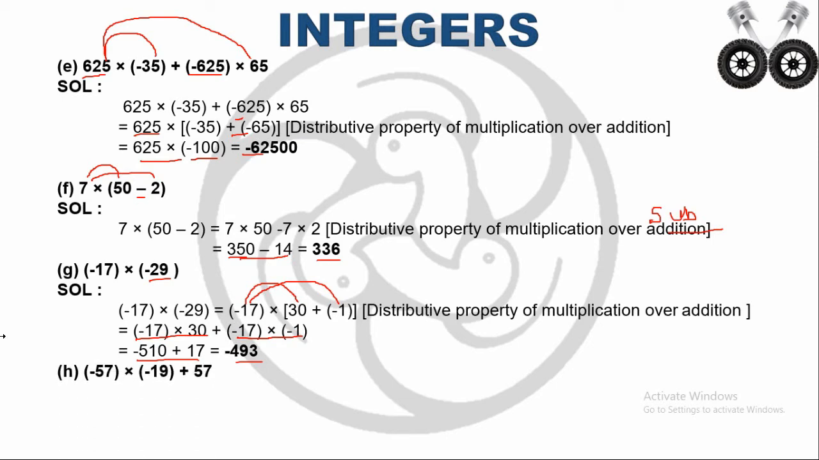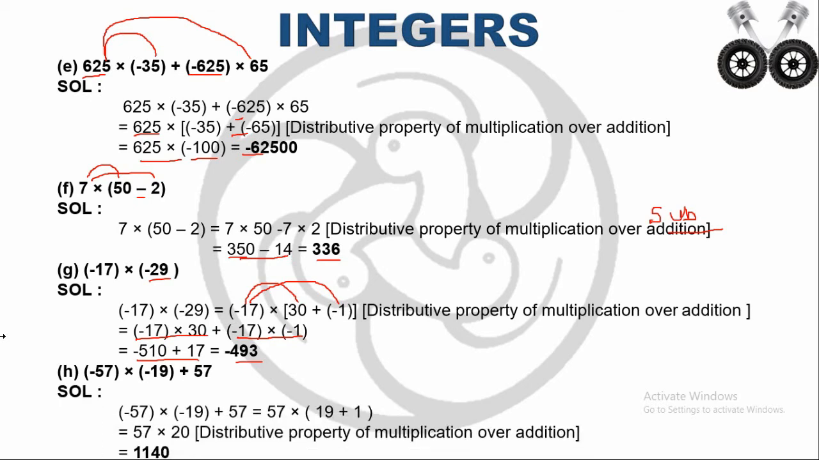Then the next one is minus 57 into minus 19 plus 57. Here 57 is common to both terms. Instead of 57, I took it as 57 into 1. So now 57 is common for 19 as well as 1, so I took 57 outside: 57 into 19 plus 1.